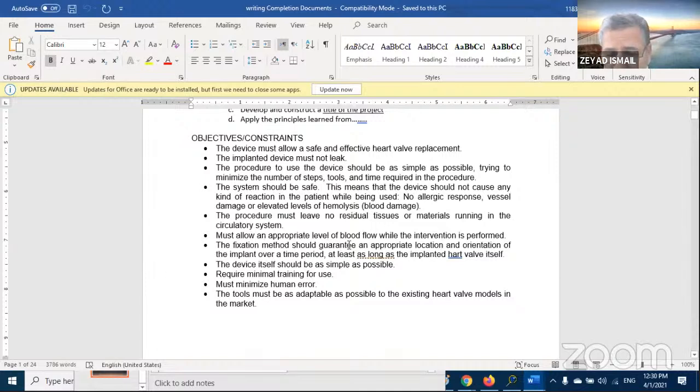It must allow an appropriate level of blood flow while the intervention is performed. The fixation method should guarantee an appropriate location and orientation of the implant over a time period, at least as long as the implanted heart valve itself, and so on. The device itself should be as simple as possible, require minimal training for use, and must minimize human error. The tools must be as adaptable as possible to the existing heart valve models in the market.